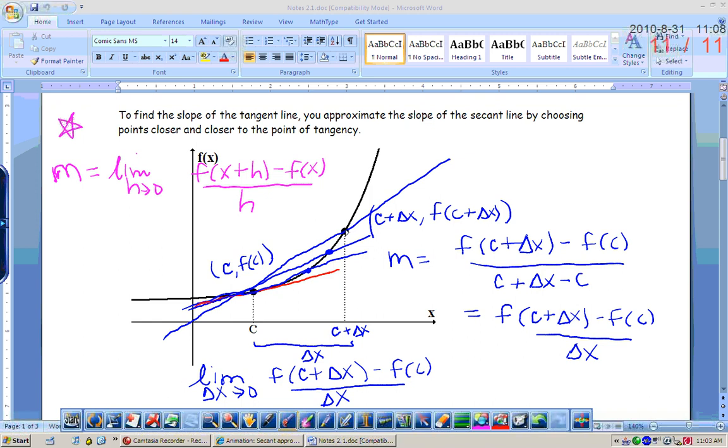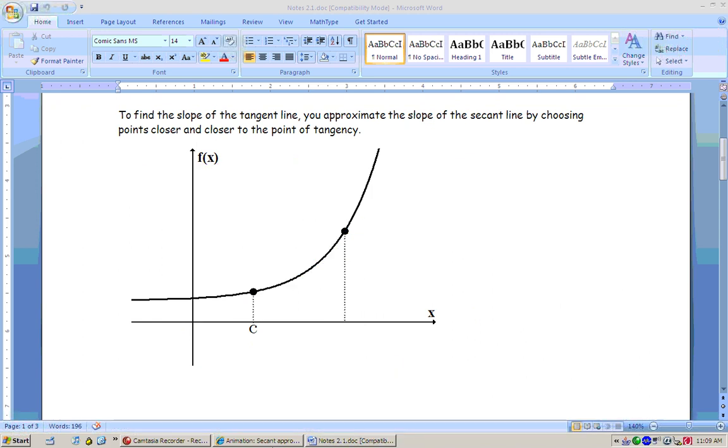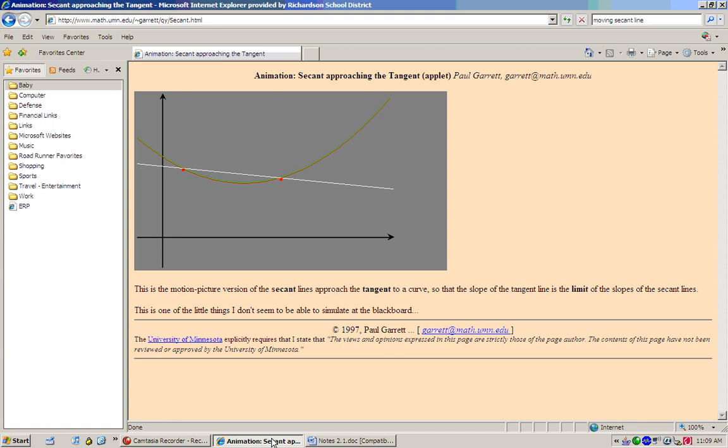Okay, what I'm doing is moving this original c plus delta x point closer and closer to c. So what that means is every time I move that point closer to c, my delta x is decreasing. So when I get a point that's almost right next to c right there, then that change in x is getting closer and closer and closer to 0. Here is kind of a cool animation of that secant line.